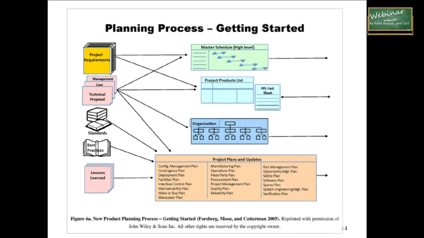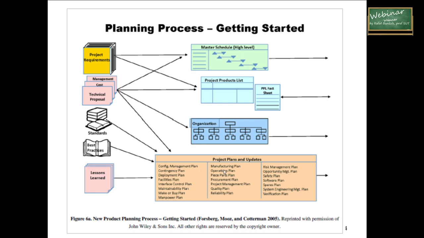Okay, so how can it look? Based on the book by Forsberg and Mooz from 2012, the new product planning process can look like this. So we've got the planning process getting started. We've got the project requirements, which, of course, have to correspond with the stakeholder requirements. Then we've got the management analysis, cost, technical proposals. Then we've got some standards which can be implemented. Then we've got the best practice. So this is what we will use as the foundation of our project.